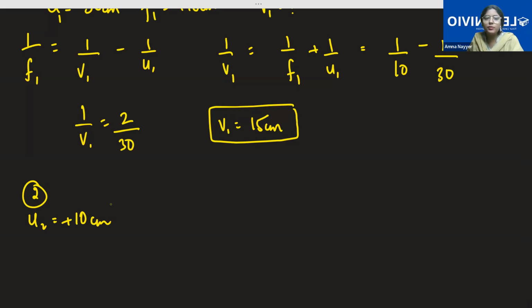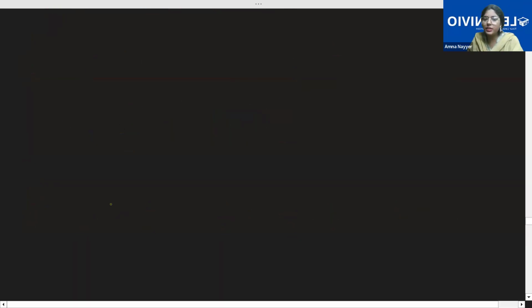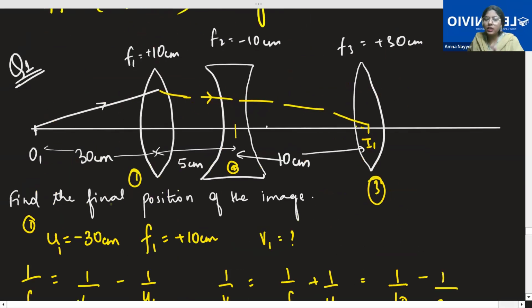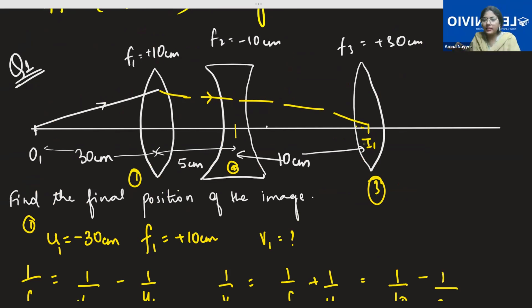Is it coming from your real object? In this question, it wasn't coming from the real object. Real object we've already seen. The object is here. Choose the object, choose the optical center, take the separation, that's it. Then see the sign conventions, done.